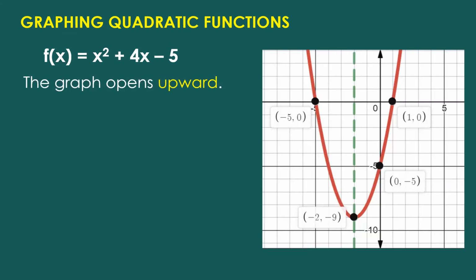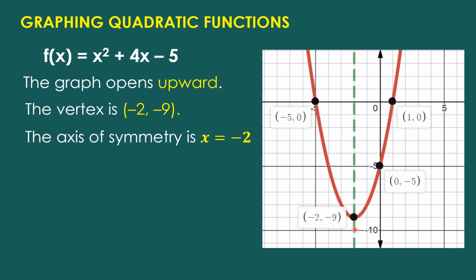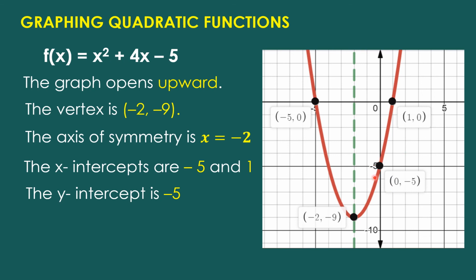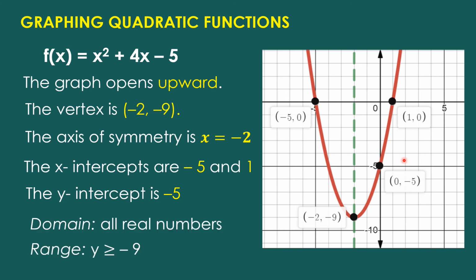Again, given the function x squared plus 4x minus 5, the graph opens upward. The vertex is at negative 2, negative 9. The axis of symmetry is at x equals negative 2. The x-intercepts are negative 5 and 1. The y-intercept is negative 5. Next is the domain and the range. The domain is the set of all real numbers. And since the graph opens upward, the range would be y is greater than or equal to negative 9.